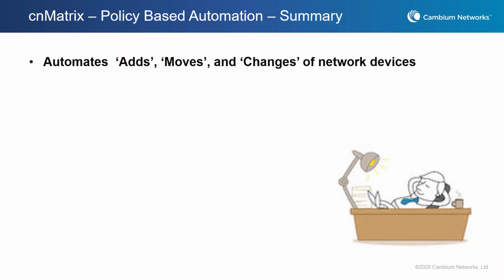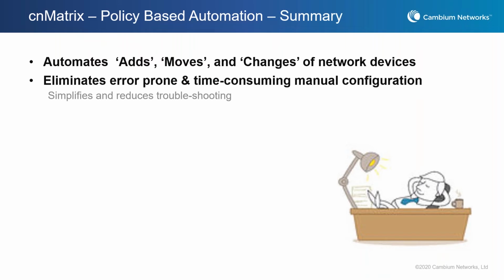It automates the adds, moves, and changes of network devices. You plug a device into any port of any switch in your network, and it will automatically configure that switch and the port that you've plugged the device into. It eliminates the error-prone and time-consuming manual configuration. Because it's all automated, you know you're getting the configuration right. So it simplifies and significantly reduces troubleshooting.